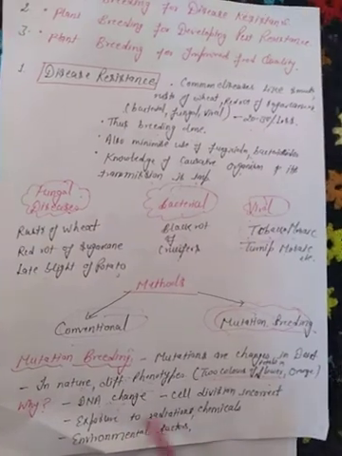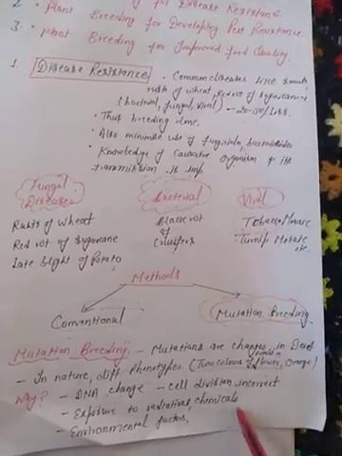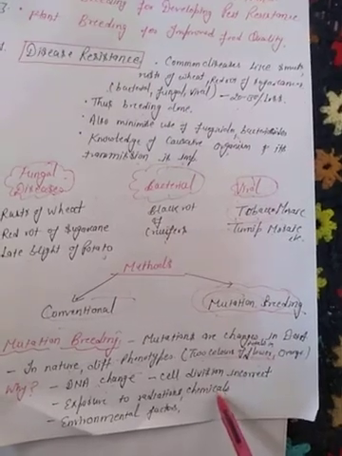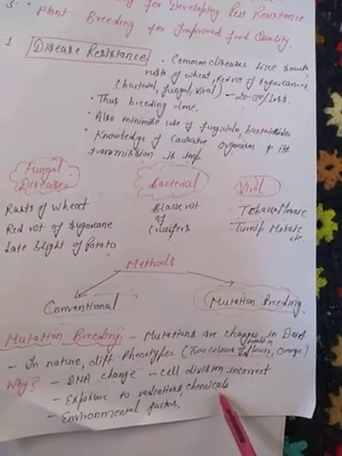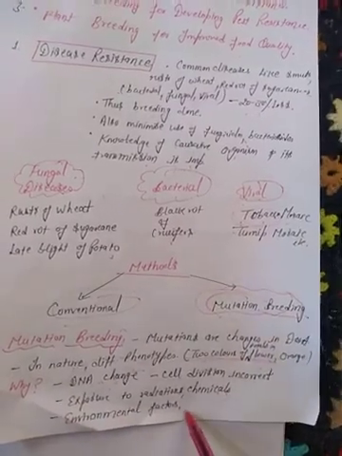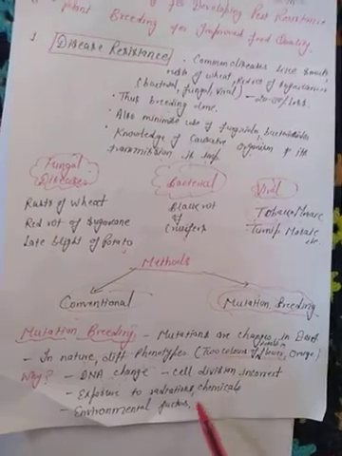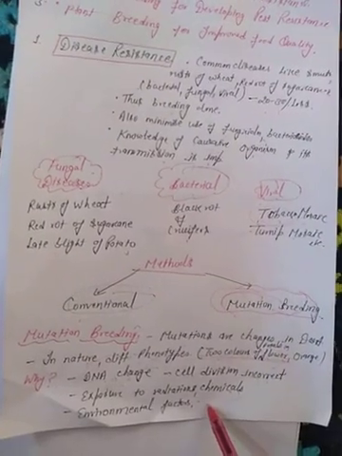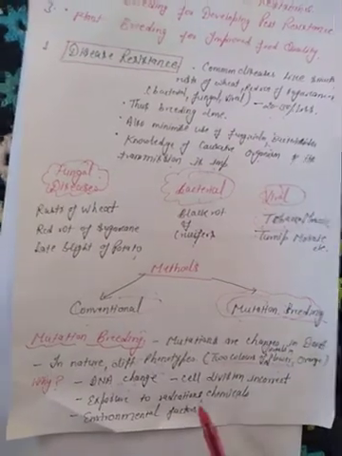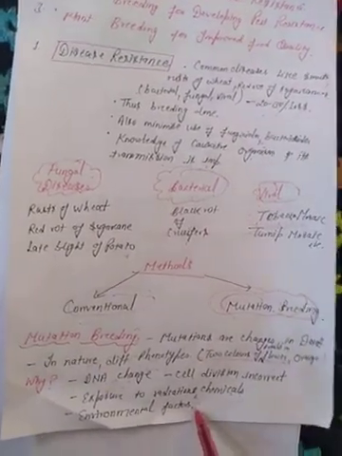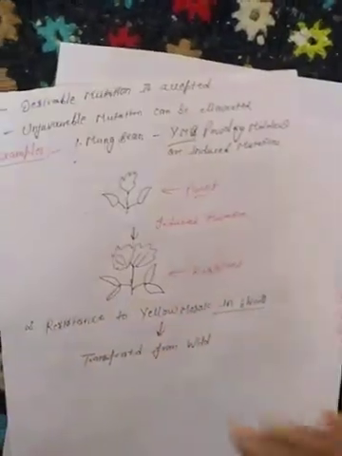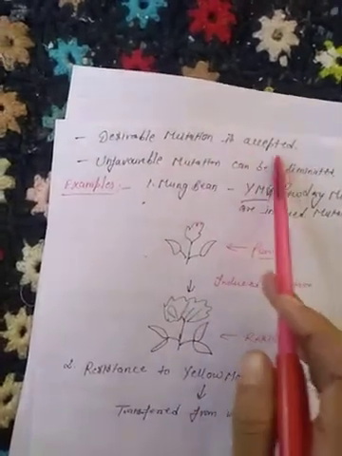Mutagens are chemicals which are also responsible for the phenotypic changes in that particular plant. And environmental factors are also responsible for inducing mutations, like salinity, high temperature, and acidic conditions. All these factors are also responsible for causing mutations, right? So if the mutation is favorable, the desirable mutation is accepted.